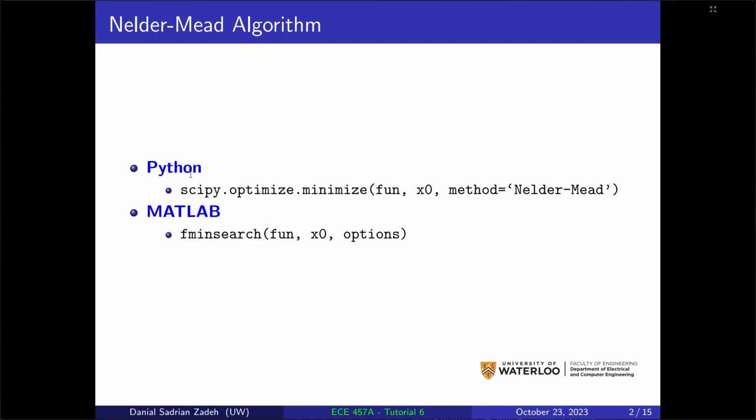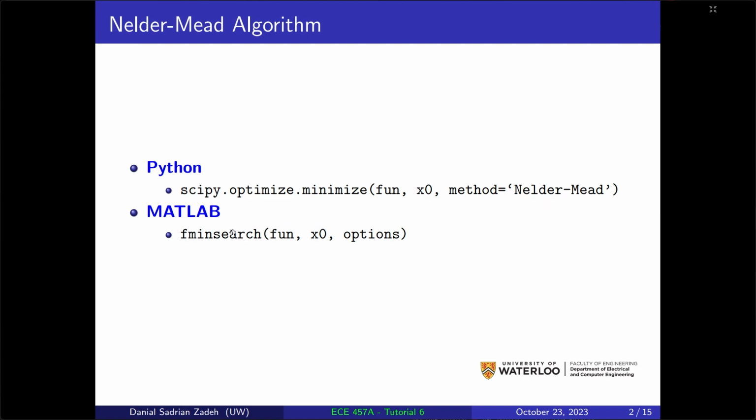So in Python, we need to go to the SciPy library, and from the optimize module, select the minimize function. The inputs are the objective function and an initial guess that is an array of n elements. And the method, the type of solver that we want to use, is obviously Nelder-Mead.